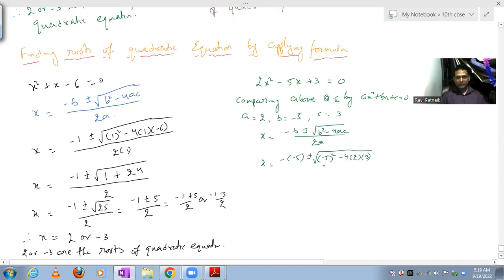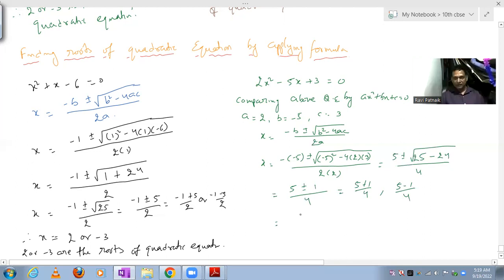by 2 into 2. That is equal to what will you get? 5 plus or minus square root of 25 minus 4 times 2 times 3 is 24. 25 minus 24 divided by 4. That is equal to 5 plus or minus, 25 minus 24 is 1, 5 plus or minus 1 by 4. Either 5 plus 1 by 4 or 5 minus 1 by 4.